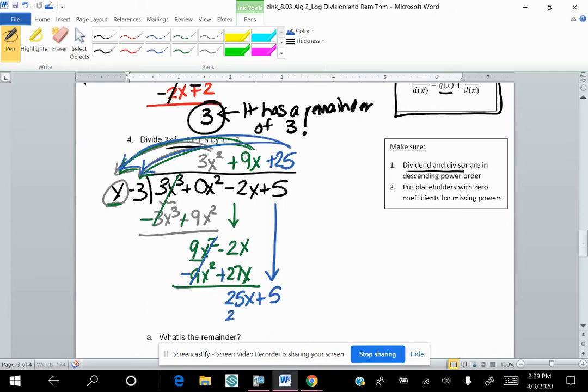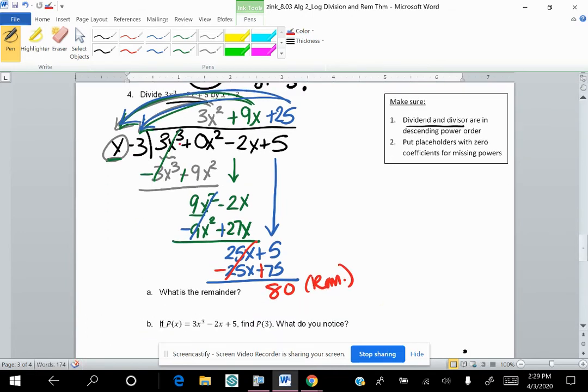Rainbow it out. 25x minus 75. And change the signs. And we get 75 and 5 is 80. So we have a remainder here of 80. So is x minus 3 a factor of 3x to the third minus 2x plus 5? No. So 80 is our remainder, therefore it's not a factor. It only is a factor if your remainder is 0.